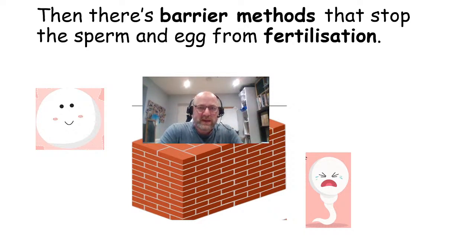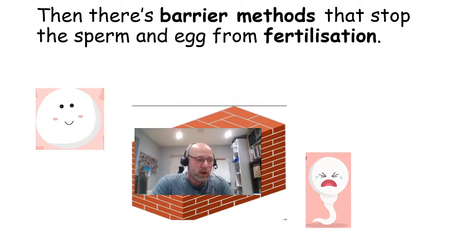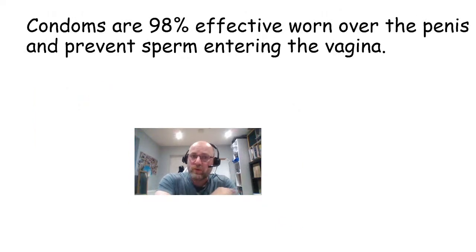Barrier literally means, like I've got here, a wall that will prevent the sperm reaching the egg. So these are known as barrier methods. These have an advantage over the hormone methods. Condoms are 98% effective, so not as effective as the combined pill. But what do condoms protect you against that the pill doesn't? Condoms or barrier methods have an extra level of protection.